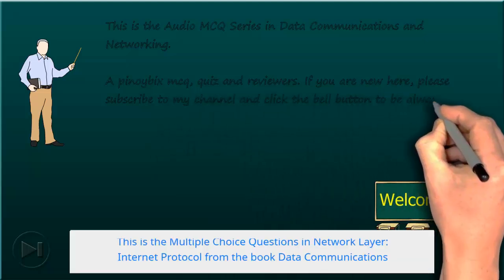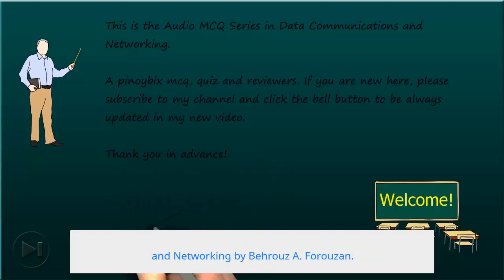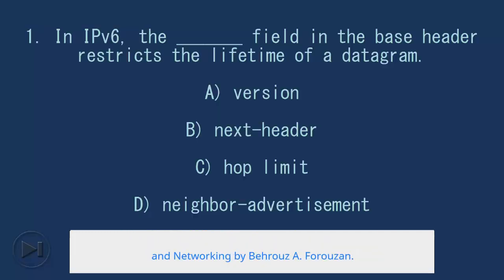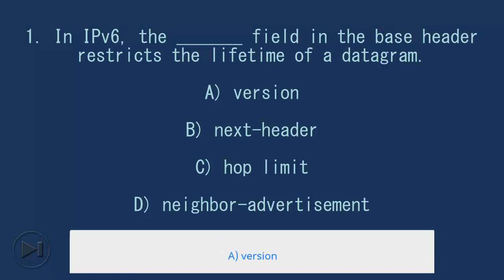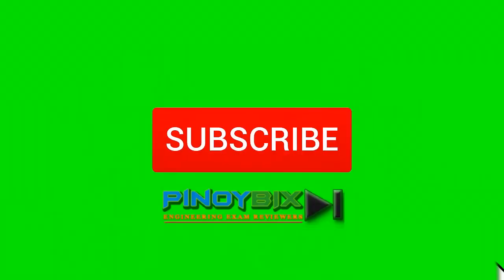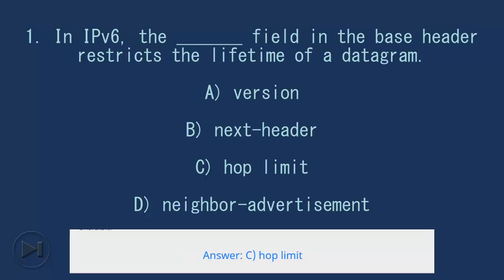This is the multiple choice questions in network layer, Internet Protocol from the book Data Communications and Networking by Behrouz A. Forouzan. 1. In IPv6, the blank field in the base header restricts the lifetime of a datagram. A. Version. B. Next header. C. Hop limit. D. Neighbor advertisement. Answer, C. Hop limit.